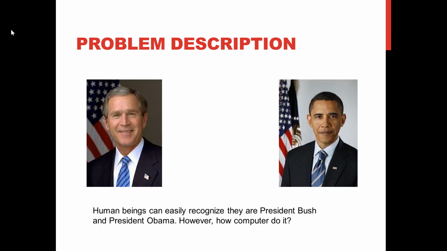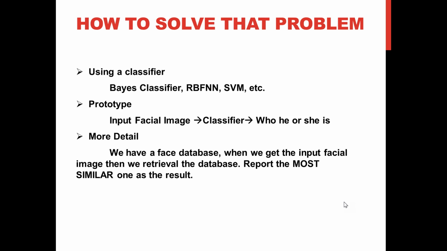Well, here are two very famous presidents of the United States, President Bush and President Obama, and human beings can easily recognize who is President Bush and who is President Obama. However, how does a computer do it? How does a computer know who is who? So next, let's see how to solve that problem because it is a pattern recognition problem.